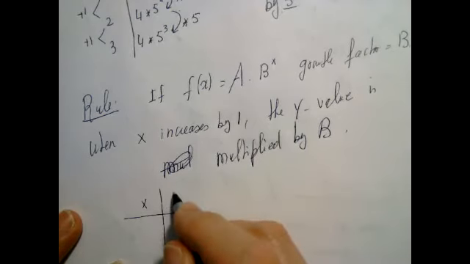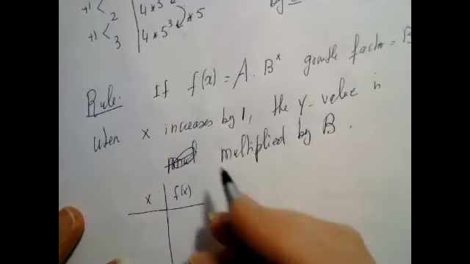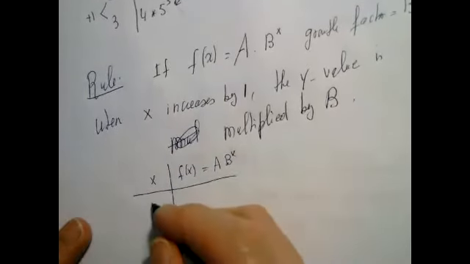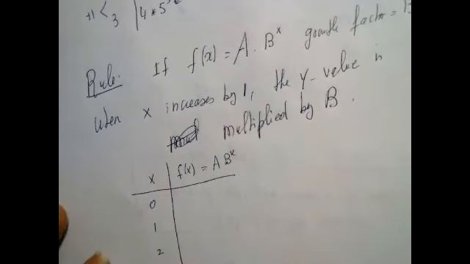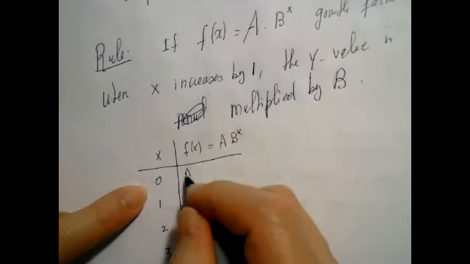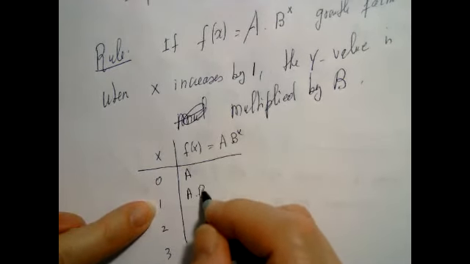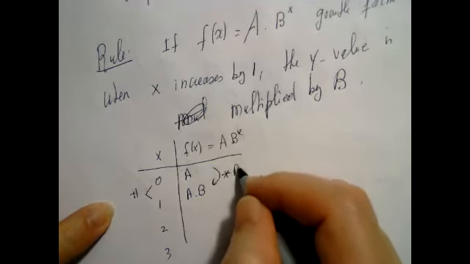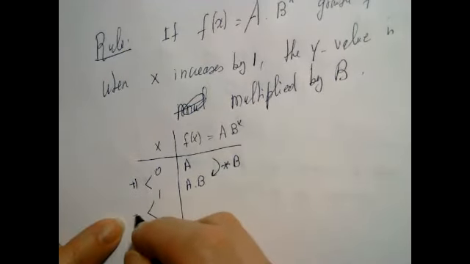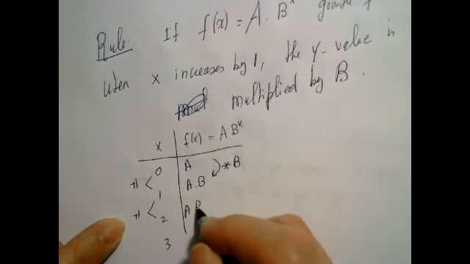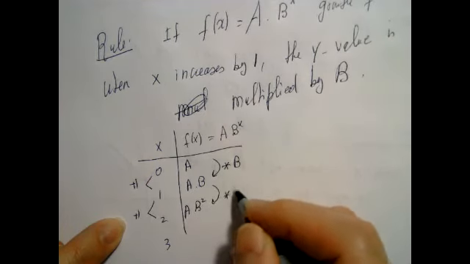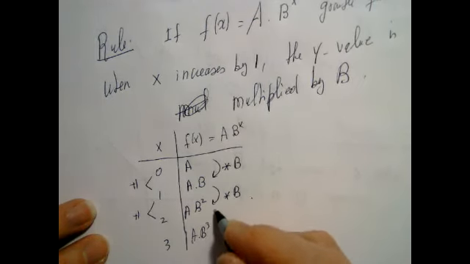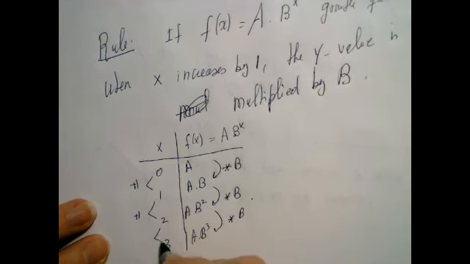If this is x, and this is f of x, a times b to the x. 0, 1, 2, 3. That's our picture. This is a. This is a times b. It means we increase by 1, we multiply by b. Increase by 1. This is a b squared. From here to here, we're multiplying by b. So we multiply by the same. And this is a b cubed, meaning I am multiplying by b.